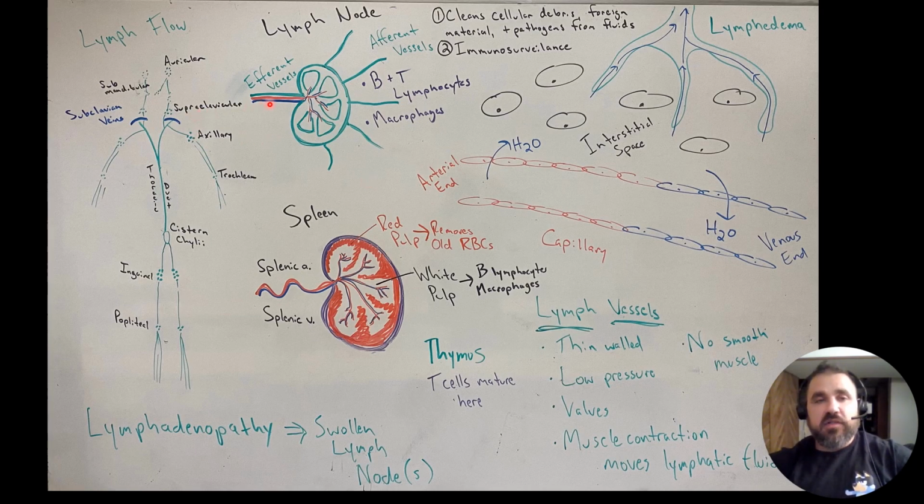So again, this fluid comes into the lymph node through this way. This is called the hilum, which is entering here. This is an afferent vessel, meaning it's coming into the lymph node, right? Because the afferent vessels are bringing lymphatic fluid into the lymph node, and the efferent is taking it away. Because remember, afferent always means towards, efferent means away, right? We learned that in the nervous system.